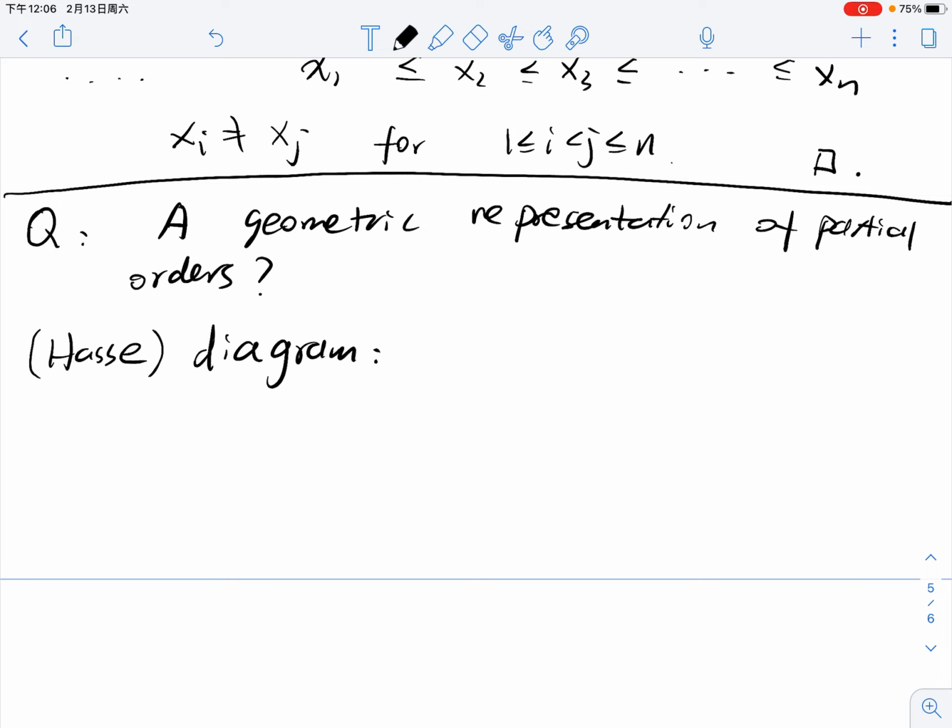Sorry, it might not have been constructed by Hasse. Usually, that's a true fact. Usually, a theorem named after some person, that person might not be the inventor or the first one who proved or established that theorem. It's just a common fact. Okay. Anyway, it's called a Hasse diagram.